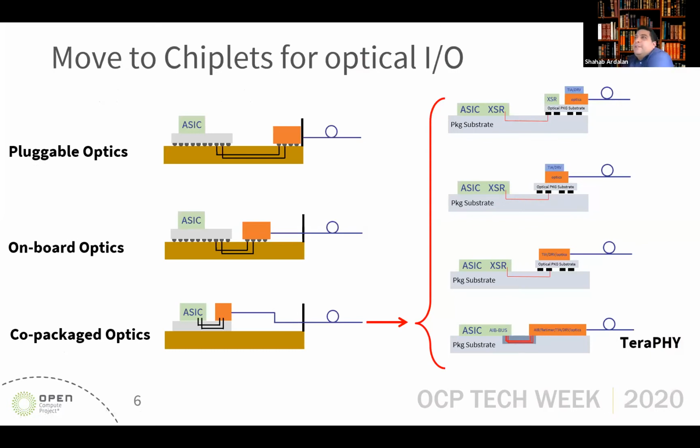By moving optics to a chiplet environment, what do I mean by that? Let me clear out what is actually going on.